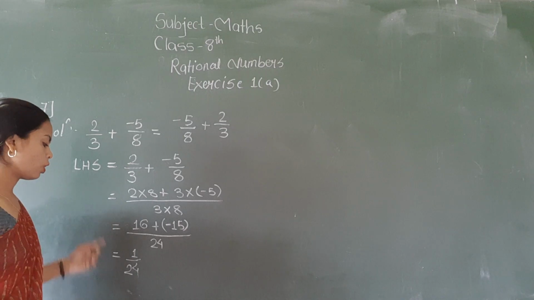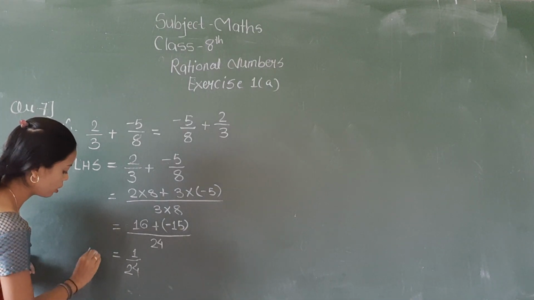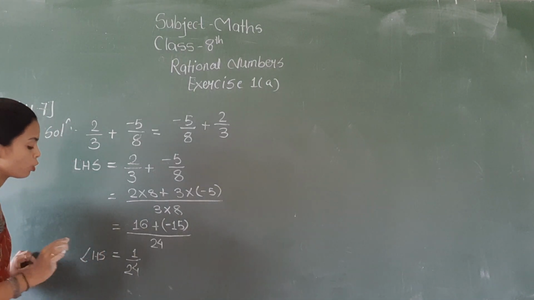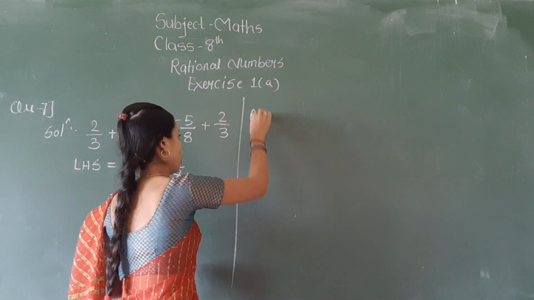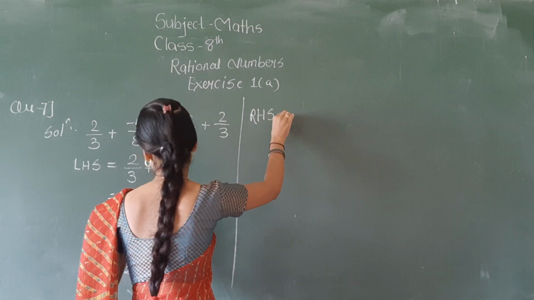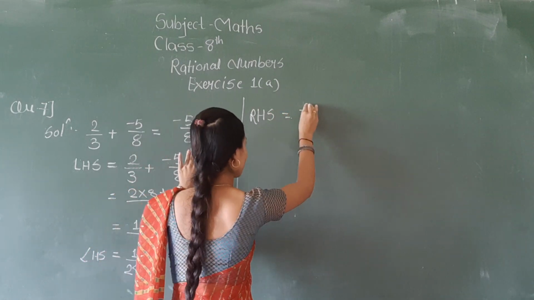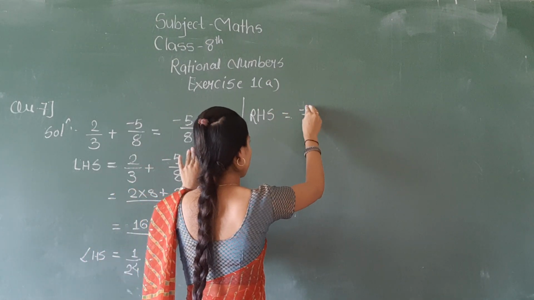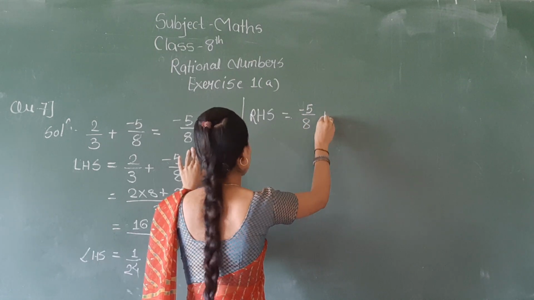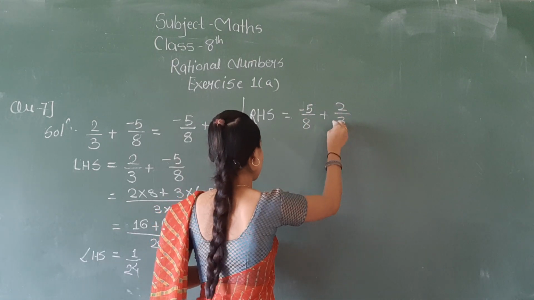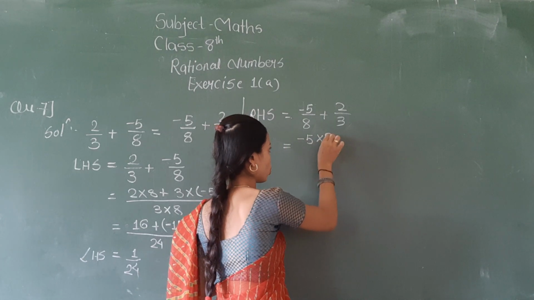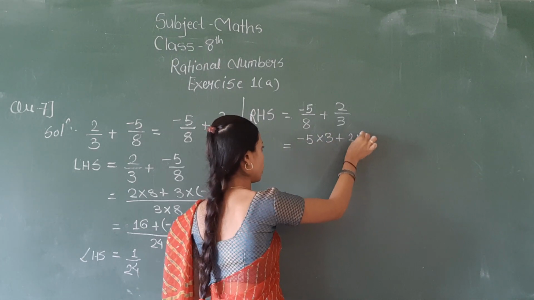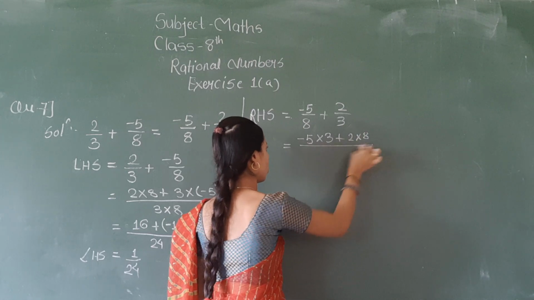Okay, this is your LHS. LHS is equals to 1 upon 24. Now we are finding the value of RHS. Okay, RHS is equals to, what is your RHS? Minus 5 upon 8 plus 2 upon 3. Again, we perform the cross multiplication, that is minus 5 into 3 plus 2 into 8, and in the denominator 8 into 3.